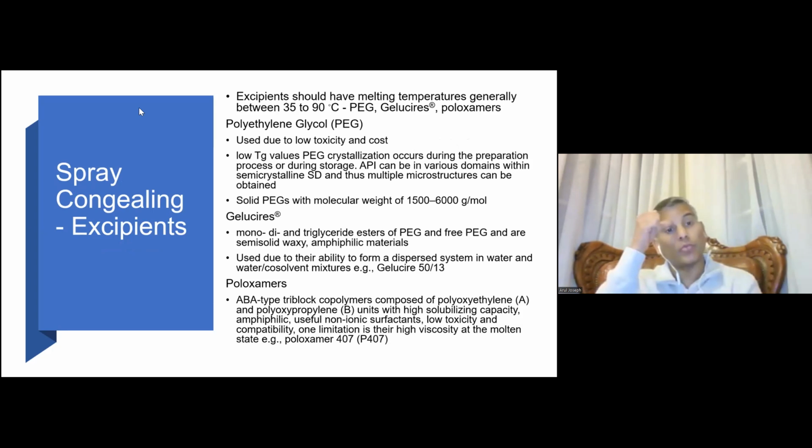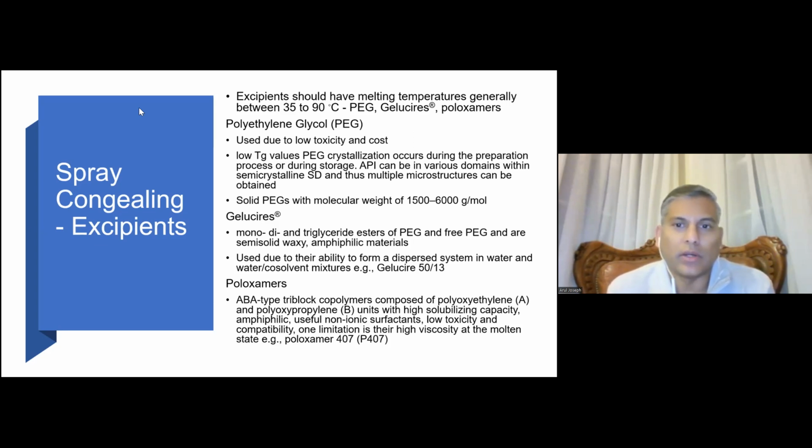Now we'll take a look more at the carrier, the excipient that is used. And as I mentioned, it should be low melting. Typically, what is chosen is any excipient that can melt between 35 to 90 degrees. The most commonly used are PEG, gelucires, and poloxamers. Polyethylene glycol, PEG, is most widely used because of its low toxicity and cost.